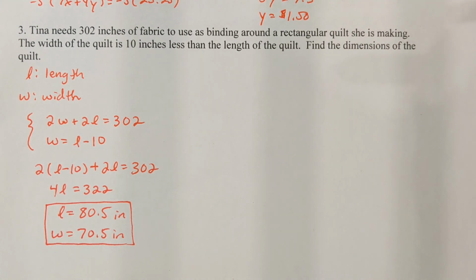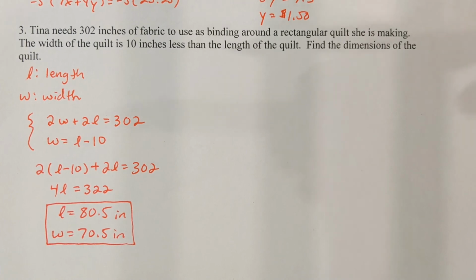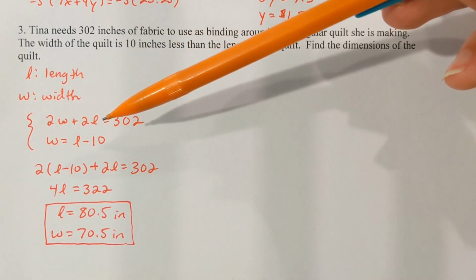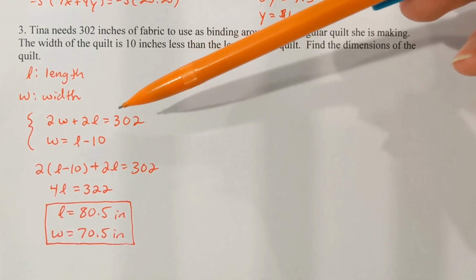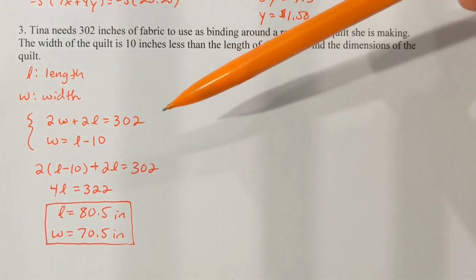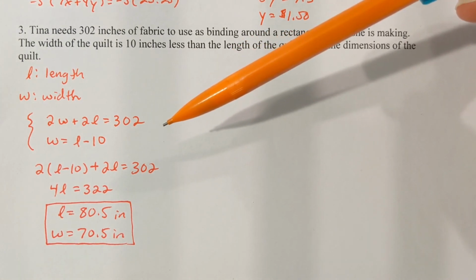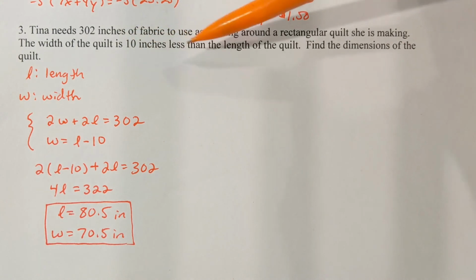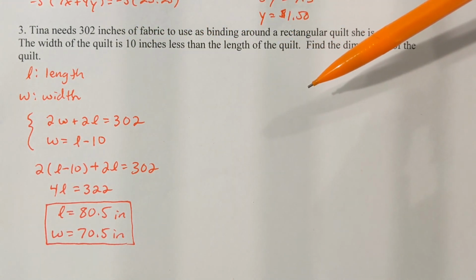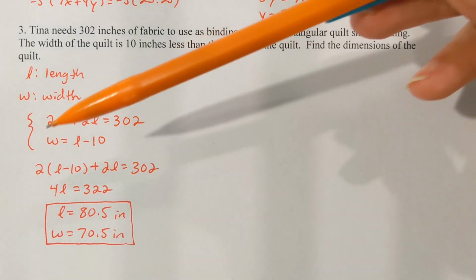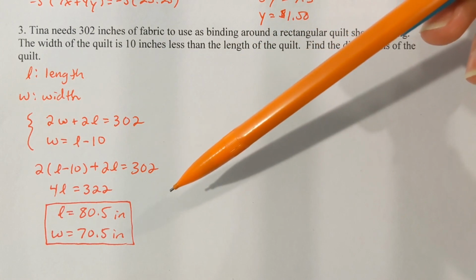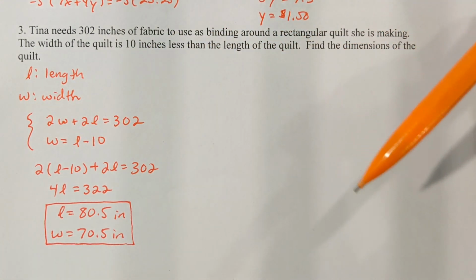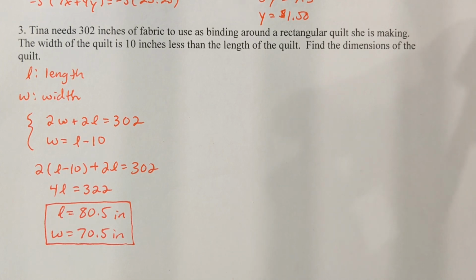Okay, and the fact that I'm using a rectangle here, a rectangular quilt, means that I want to take twice the width plus twice the length to get that total. Okay, so 2W plus 2L equal 302 would be my first equation, the perimeter. And it says the width of the quilt is 10 inches less than the length of the quilt. All right, so whatever the width is, I'm going to want 10 inches less than the length to get that number. W would be equal to L minus 10 would be my second equation.